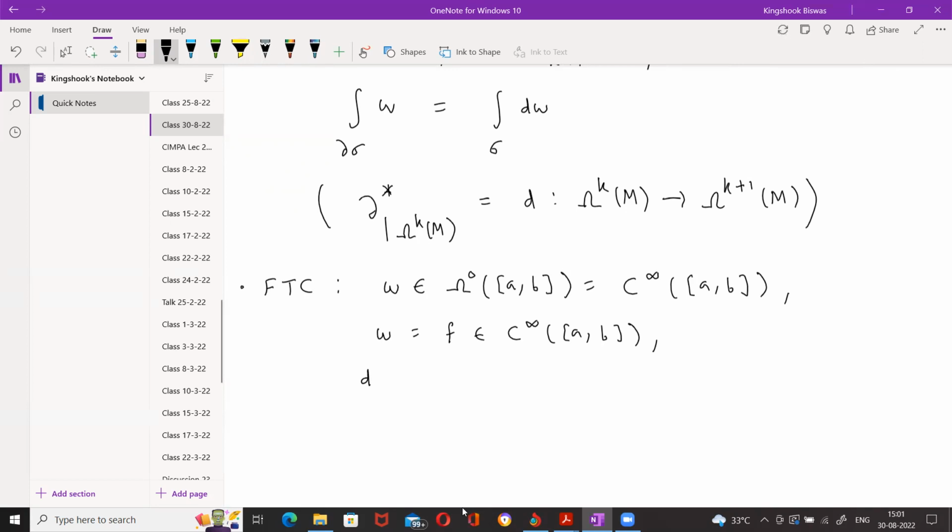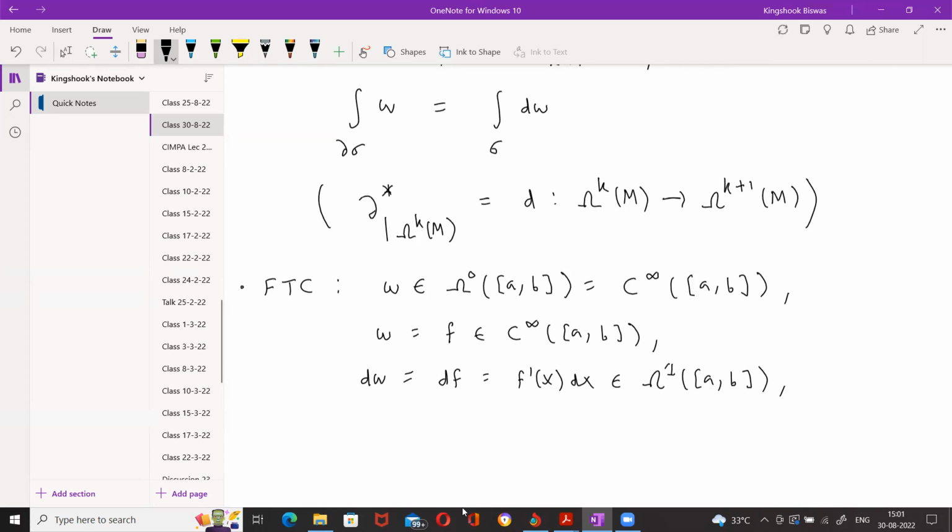It's going to be df, right? Which is the same as f prime x dx, right? So this is in omega 1 of AB, right? Yes.